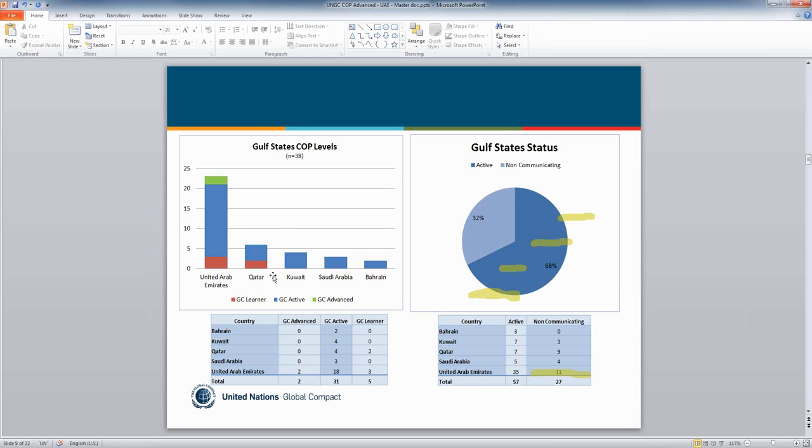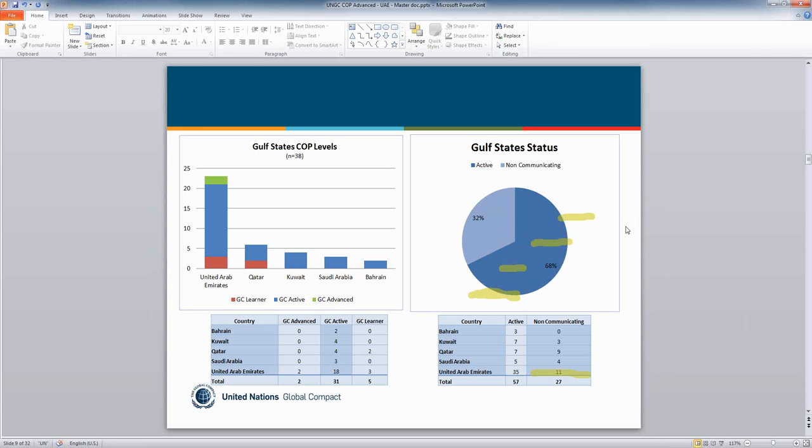These are the numbers by countries. We don't have any companies right now in Oman. It's the only country that we don't have representation in the area. This pie over here shows how many companies are failing to communicate.